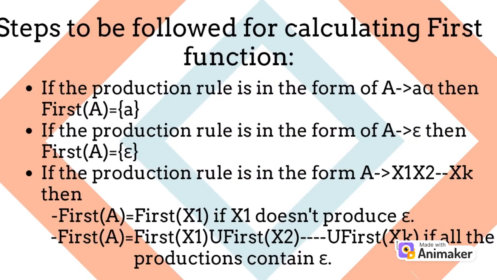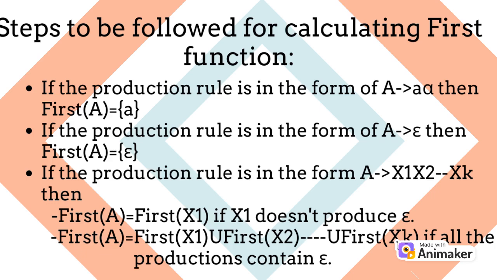If the production rule is in the form of A tends to a alpha, the first of A is equal to a. If the production rule is in the form of A tends to epsilon, then first of A is equal to epsilon. If the production rule is in the form of A tends to X1 X2 till Xk, then first of A is equal to first of X1 if X1 does not produce epsilon. First of A is equal to first of X1 union first of X2 union till first of Xk if all the productions contain epsilon.